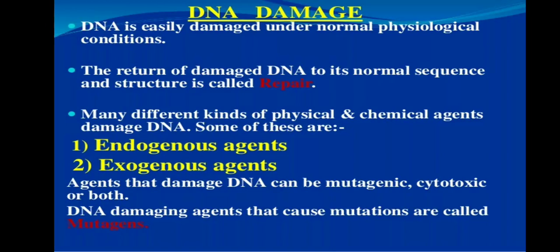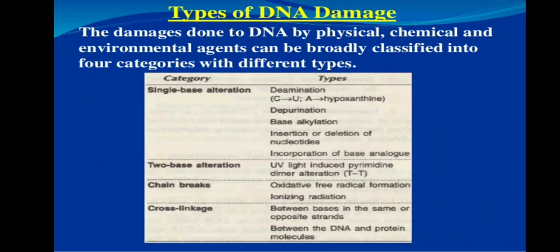Many different kinds of physical as well as chemical agents damage the DNA, some endogenous and some exogenous. These agents can be mutagenic, cytotoxic, or both mutagenic and cytotoxic. The DNA damaging agents that cause mutations are called mutagens, and they cause changes in the DNA sequences. We will see the different types of DNA damage. Damage done to the DNA by physical, chemical and environmental agents can be broadly classified into four categories, with different types.